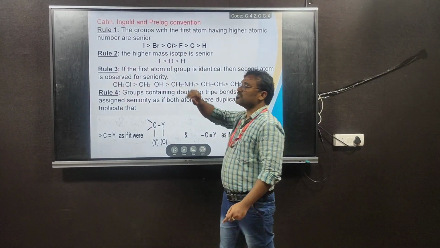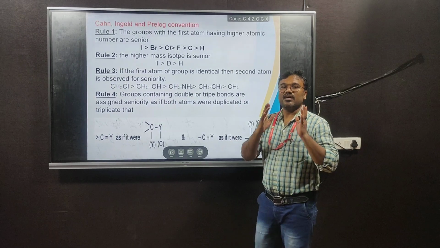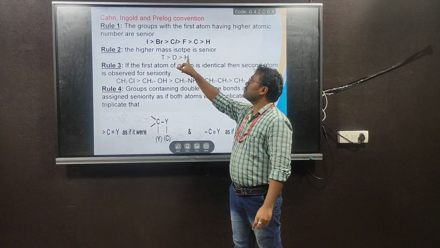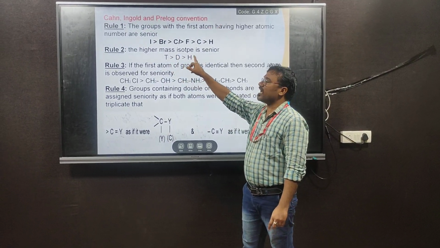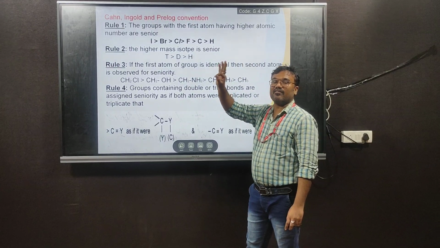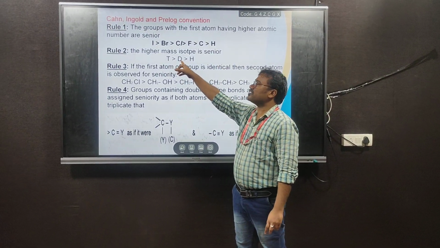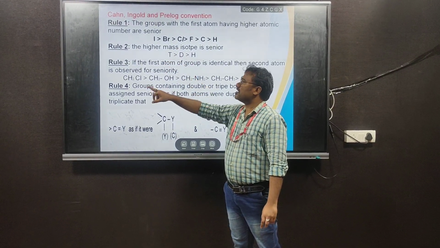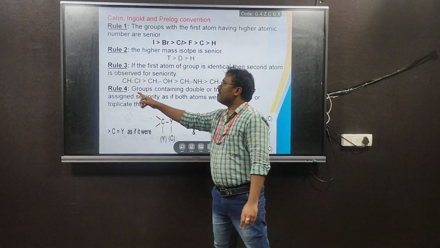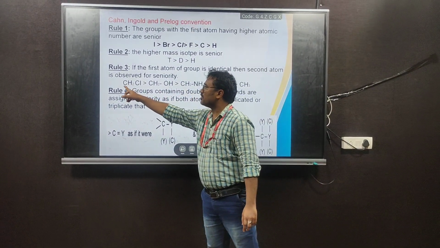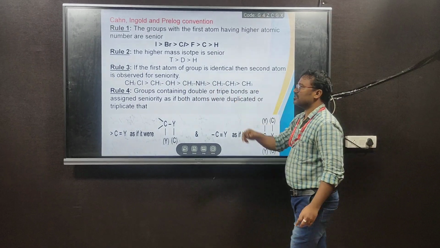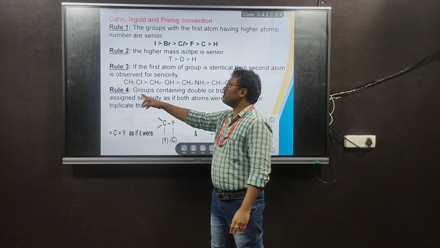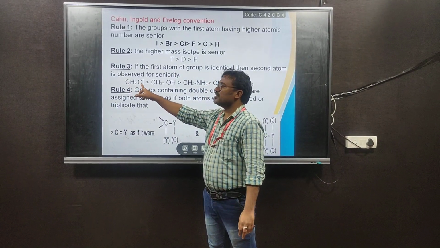Rule 2. If the atomic number is the same, then we have to consider the mass of the atom. You see tritium, deuterium and hydrogen, isotopes of hydrogen. These have atomic number 1, but differ in mass. This has 3, this has 2, this has 1. So we give more priority to the more mass. Second one, suppose all have the same carbon atoms. You see the carbon atoms, here C, here C, here C, here C. Then we have to compare the next element to the carbon. So the next element to the carbon is C, and next to the carbon here is Cl.